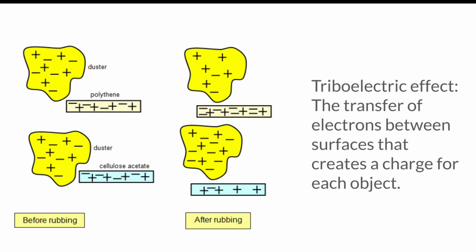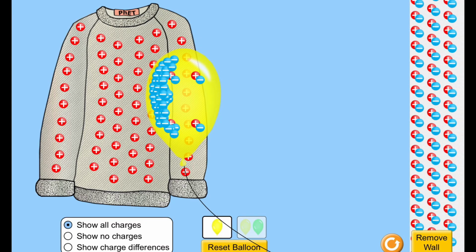When two objects are rubbed together, some of the electrons transfer over to one object, giving it a negative charge, and leaving the other with a positive charge. This is called the triboelectric effect, and it creates static electricity, which in turn creates electric fields around the charged object. To apply this idea to real life, let's play with balloons.